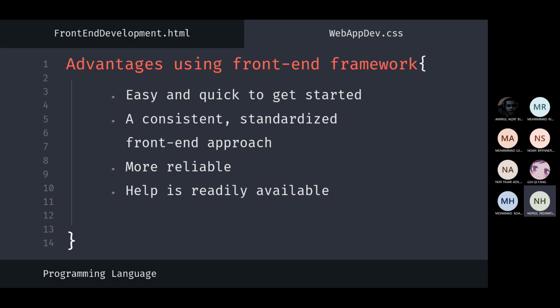The advantages of using a front-end framework are that they are easy and quick to get started with. They are great for prototyping. They reduce the amount of code you must write and are more flexible for solving one problem for a specific application. They offer a consistent, standardized front-end approach. It is also more reliable because the code is widely used, especially open source, and frequently updated. And the last advantage is that help is readily available.